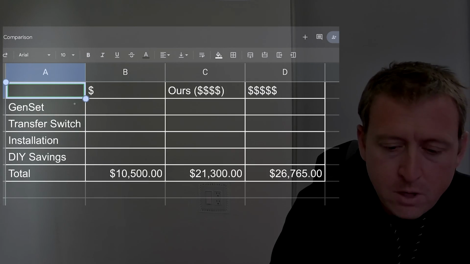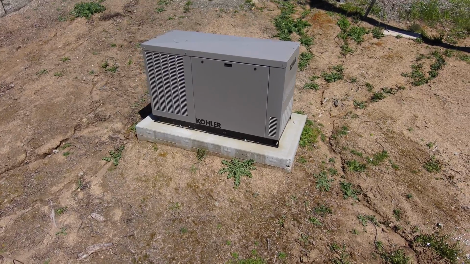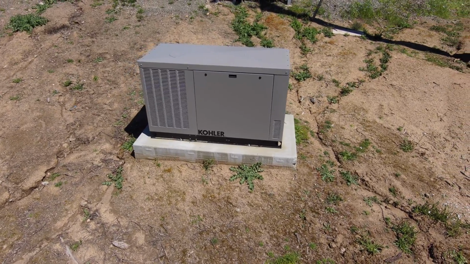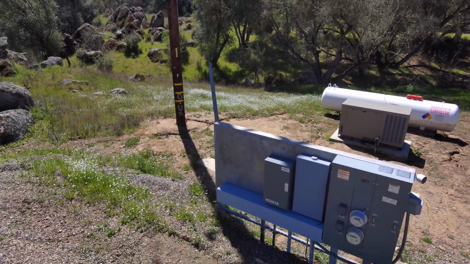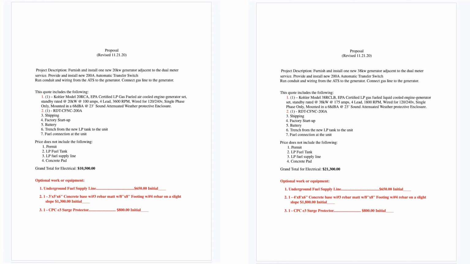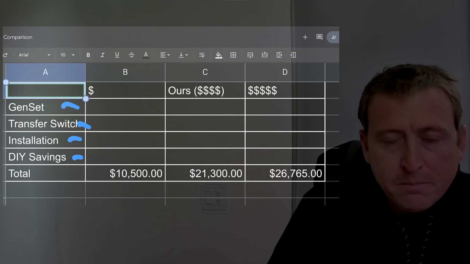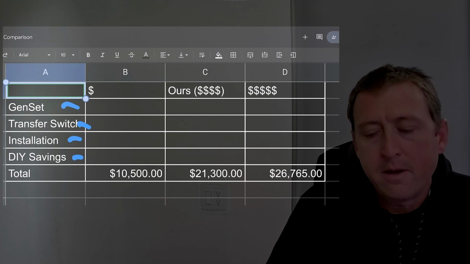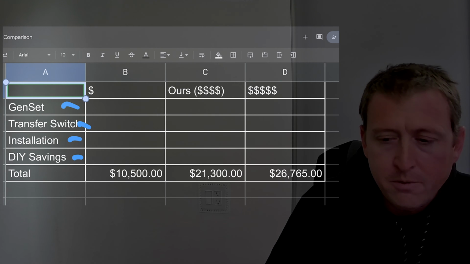So the core elements that I mentioned: the Genset, that's the engine plus the generator head. When you see the big box, the thing that goes on the concrete pad, that's the Genset. The transfer switch, like you saw in the video, probably goes near your service entrance, by your meters. The installation, we're gonna take a look at the quotes we got from the electrician that installed this and reverse engineer what portion of it was the cost of the generator and the hardware versus the labor and installation. Then the last part is the savings we got from doing a little bit of work ourselves. Obviously with a generator, there's not much you can do yourself from a DIY standpoint, but there were a few things that saved us a couple $1,000.